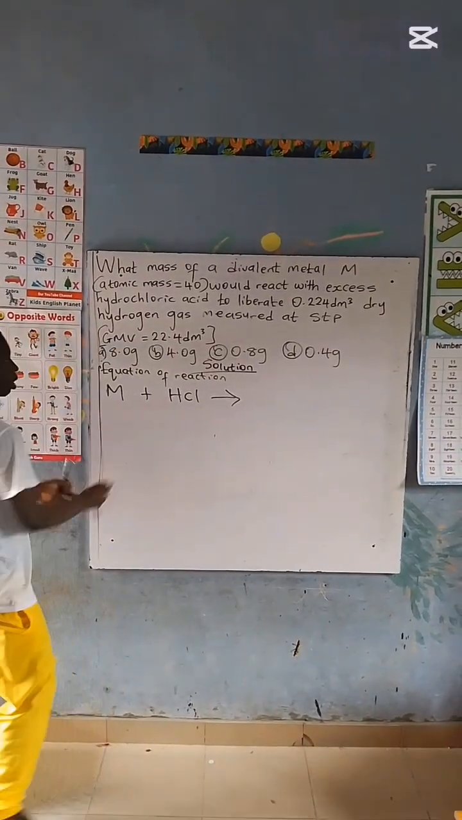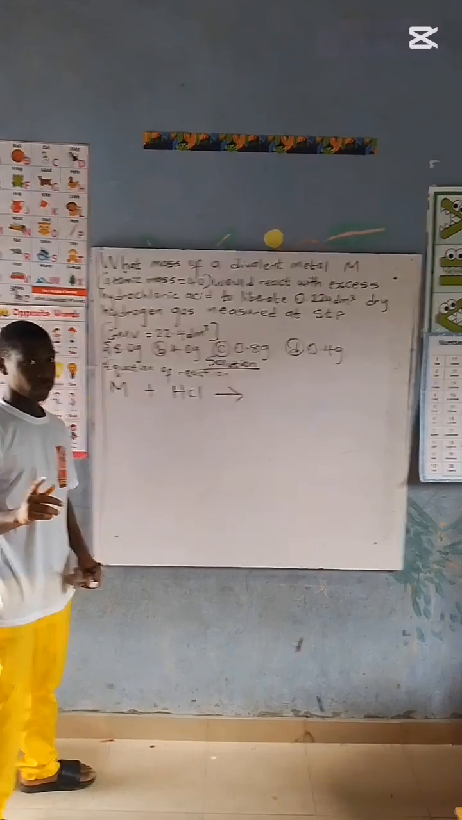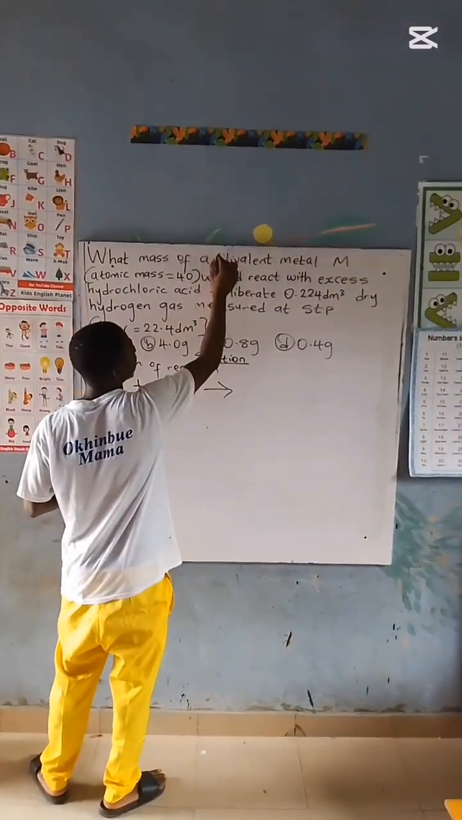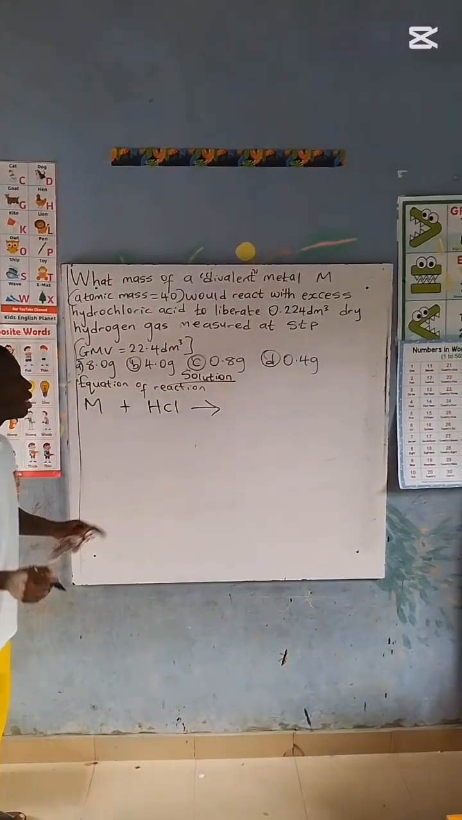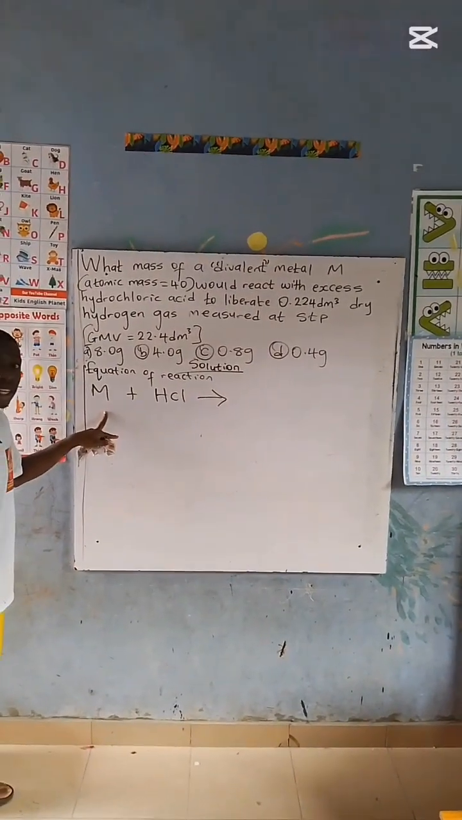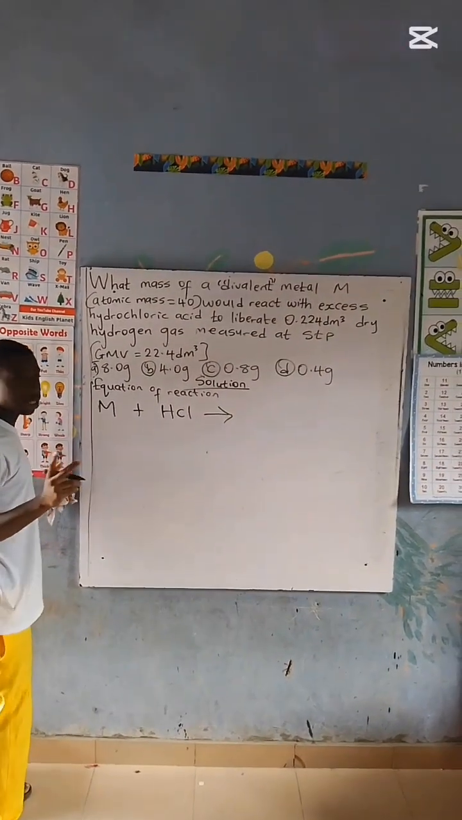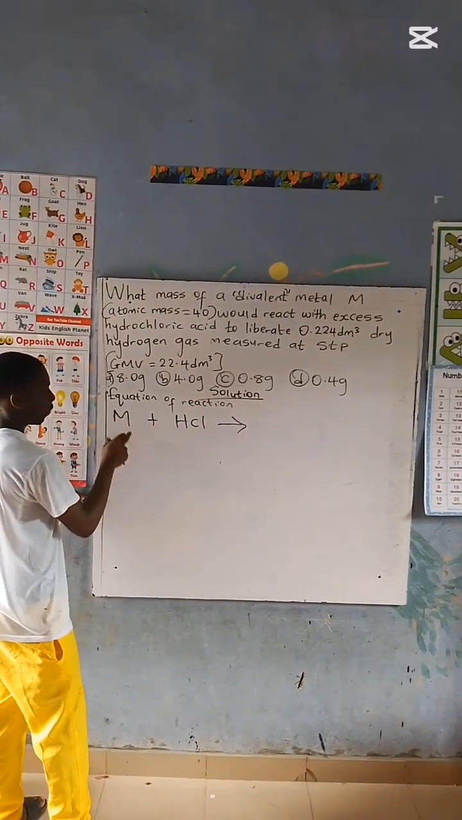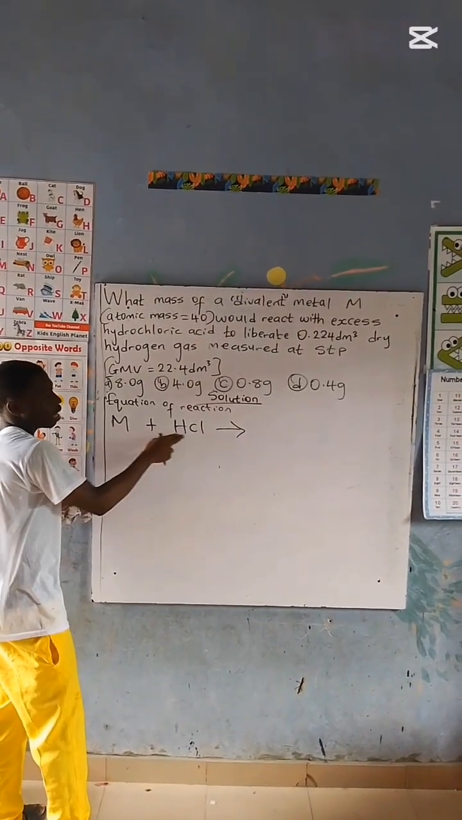Let's move on. Now there's another thing you need to take note of. You know in chemistry, words matter a lot. There is a divalent here. Divalent. What does this mean? It means this metal is having two valencies. Two valencies.